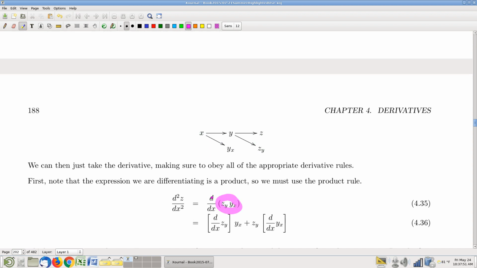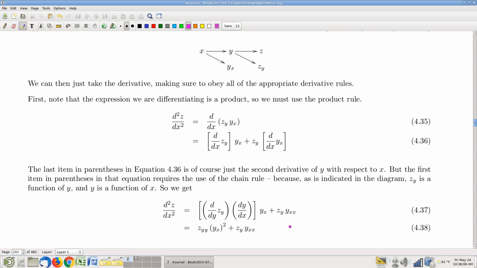Here's our first derivative of z with respect to x, taking now a second x derivative of it. The product rule tells us this. That's just the product rule. I haven't really gotten to the interesting step yet. Quickly before I do that, let me notice that the derivative of yx with respect to x is just yxx. zy is still zy, no problem. yx is just yx.